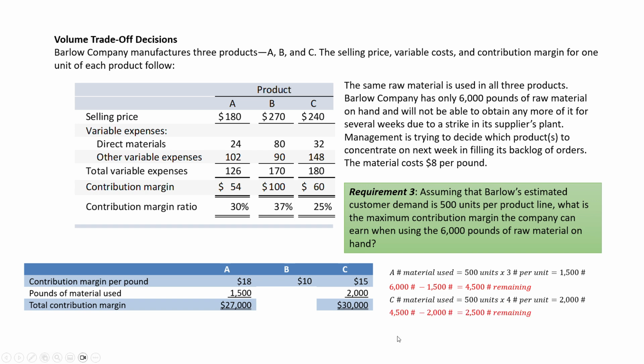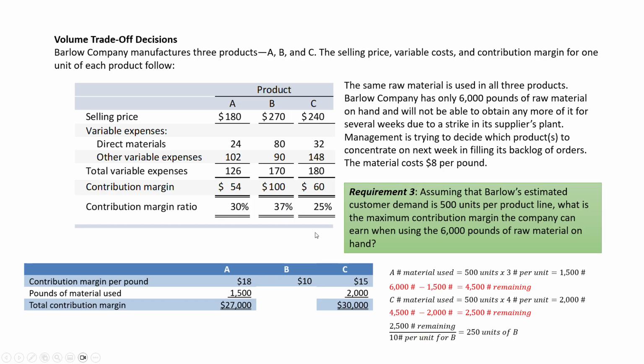Now, I still have some material left, correct? I had 4,500 left after I made 500 units of A. Take 2,000 additional pounds to make 500 units of C, and I have 2,500 pounds left. I feel like I'm going to get to a point where I probably can't fully make all the Bs that I want to make, so let's test this out.